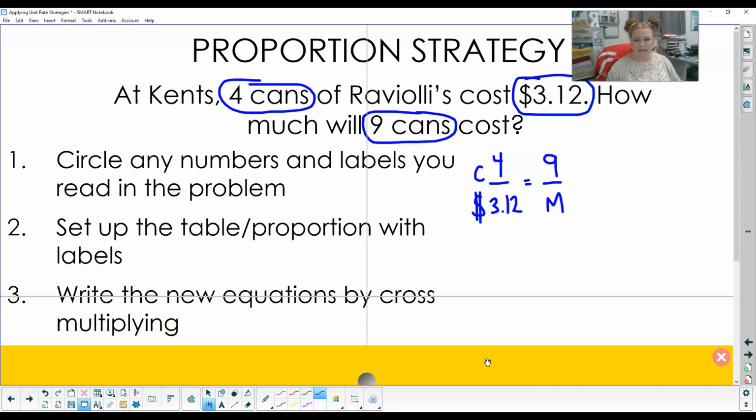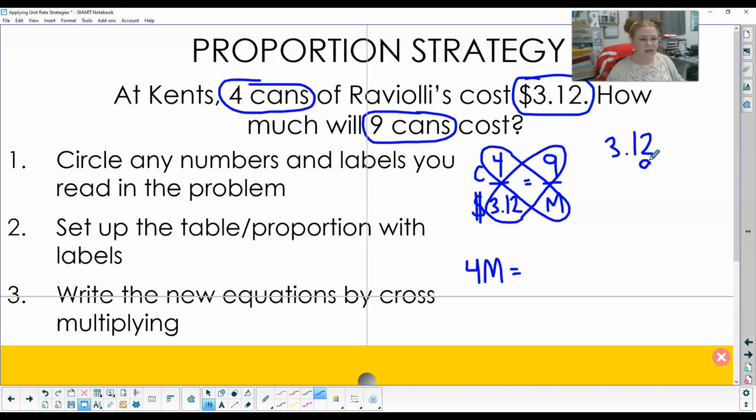So step 3 is we need to write some new equations, and we're going to do that by cross multiplying. What that means is we go crisscross. 4 times m is just 4m. We don't know what m is, so we just write 4m and squish it all together. And that's going to equal, we're writing a new equation, and now I need to do 312 times 9, and that's something I can actually do.